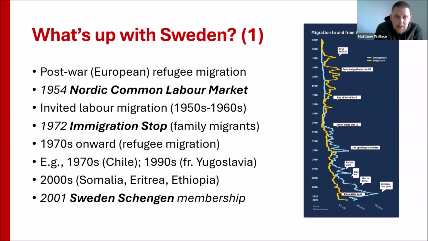So in the 1970s, there was a considerable number of arrivals from Chile following the Pinochet regime. In the 1990s, from former Yugoslavia. In the early 2000s, from Somalia, Eritrea, Ethiopia, Iran and Iraq, from the 80s onwards, but also in distinct waves as well. And of course, from Syria in the mid-2010s, right? And finally, in 2001, Sweden agreed its Schengen membership, and that, of course, led to an increase in arrivals from various European Union countries as well.